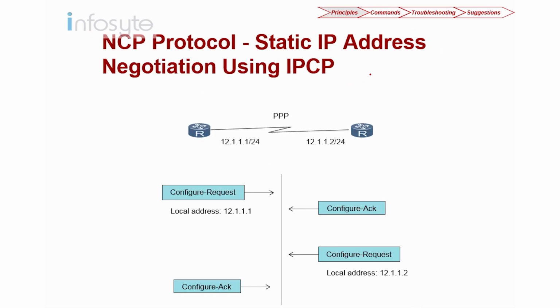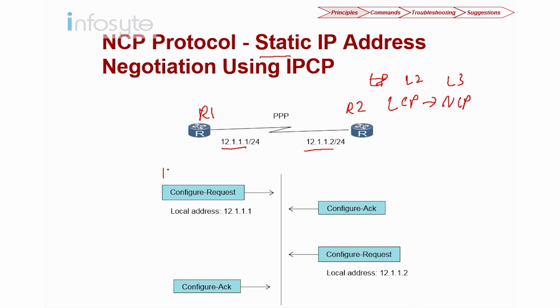Once the PPP LCP is completed, the next stage will be the NCP. This is mainly on Layer 2 and this is mainly on Layer 3. Here we have two types of configuring the IP address: either static or dynamic. Here we have static IP negotiation. Assuming that R1 is using 12.1.1.1/24 and R2 is using 12.1.1.2/24, R1 is sending the configure request.